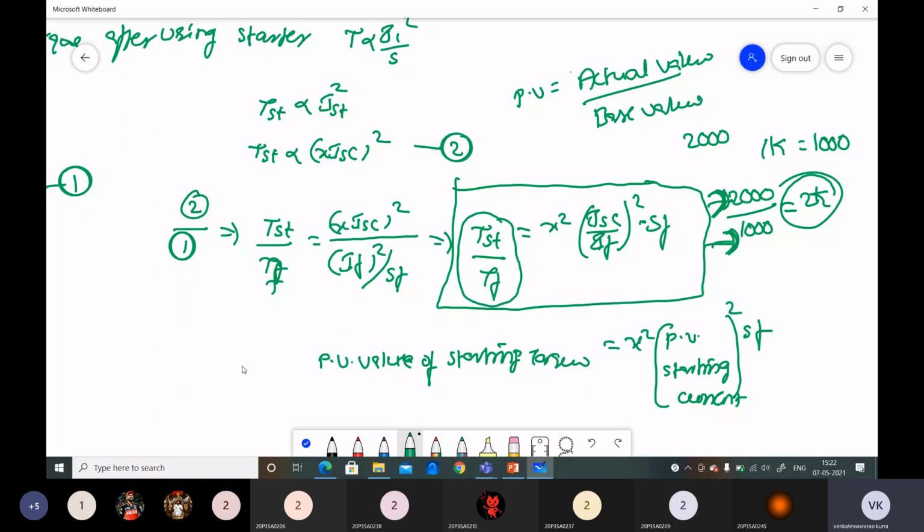Generally this is not necessary, but it will be useful in GATE bits. Is it clear? If you have any doubts, ask me. Otherwise, we can leave. Again, we will meet on Monday.